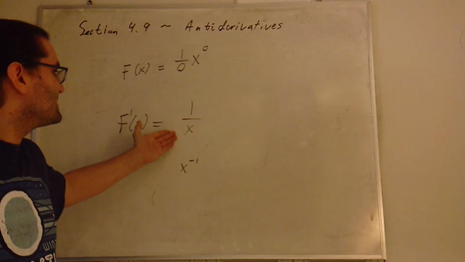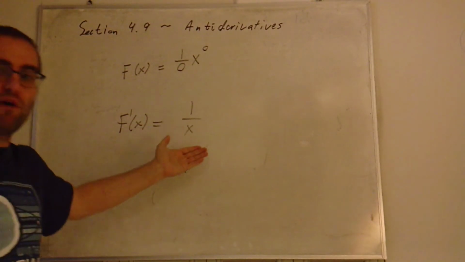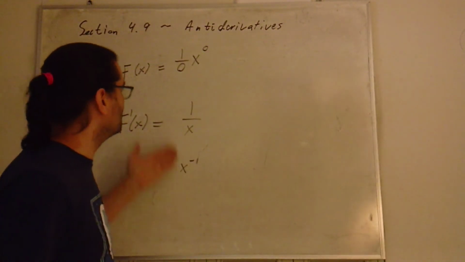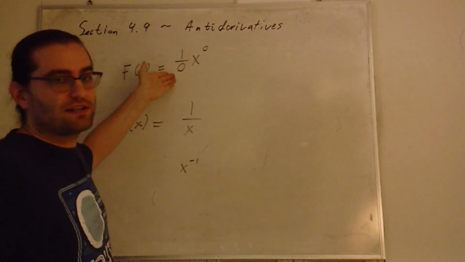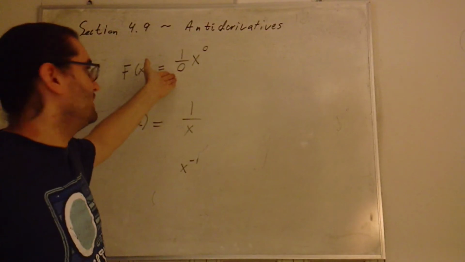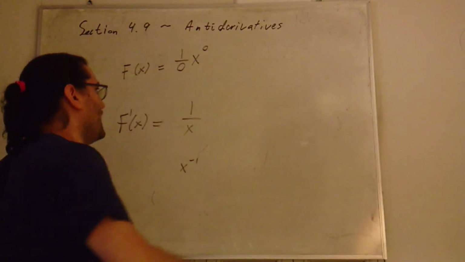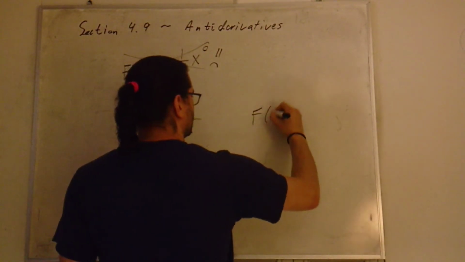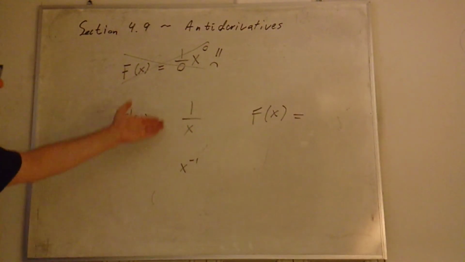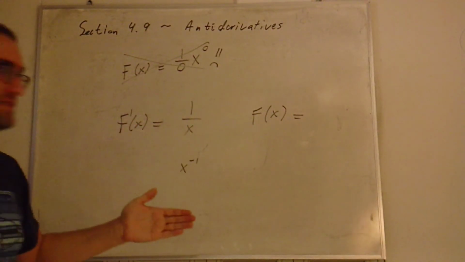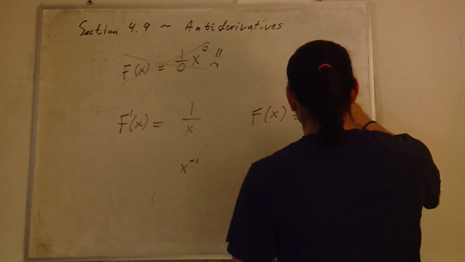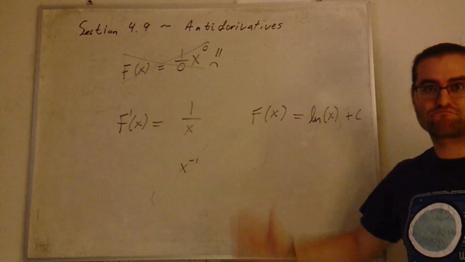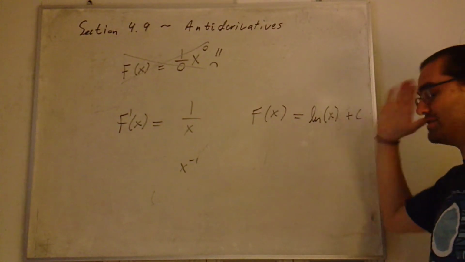So this is the exception to this power rule. You cannot use the power rule on x to the negative 1 because it will result in weird nonsense that doesn't actually work in any capacity. You can't divide by 0. This is no good. We have to do something else. And in this case, the original function that gives you 1 over x as a derivative is the natural log. Everyone remembers the derivative of the natural log is 1 over x. The antiderivative of 1 over x is the natural log, plus c.